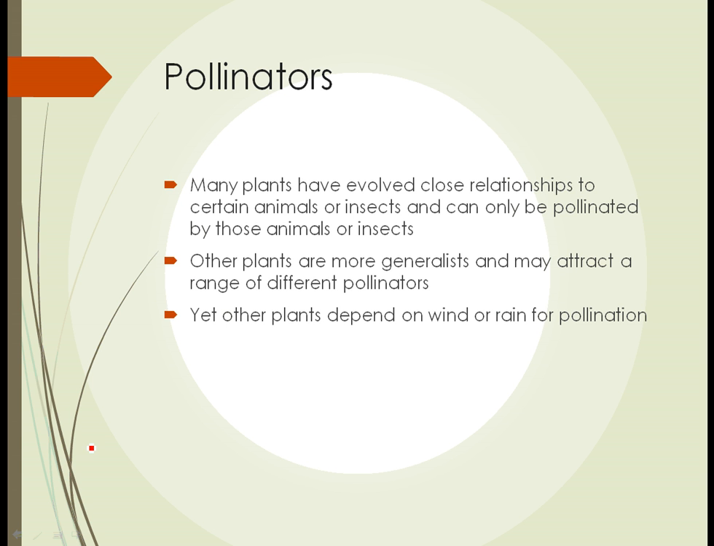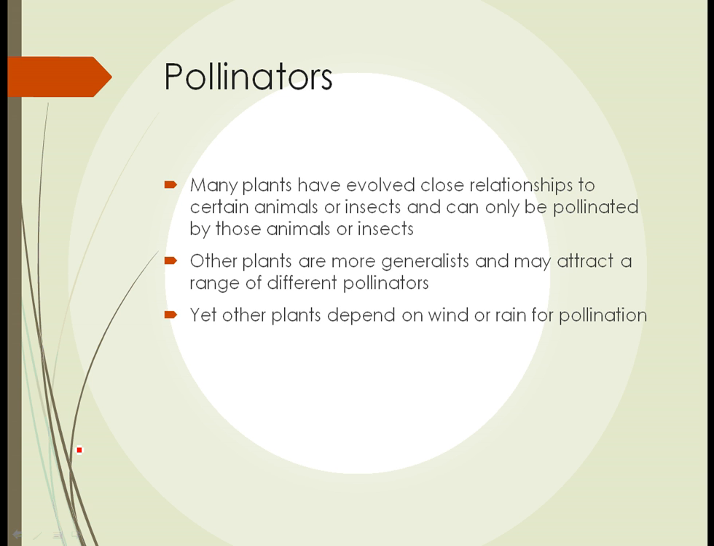Other plants are sort of generalists, and they're not as picky about the pollinators that they have, and they'll accept a lot of different things. For instance, apple trees could be pollinated by honeybees or bumblebees or certain types of flies or wasps or almost any type of insect. Other plants depend on wind or rain for pollination.